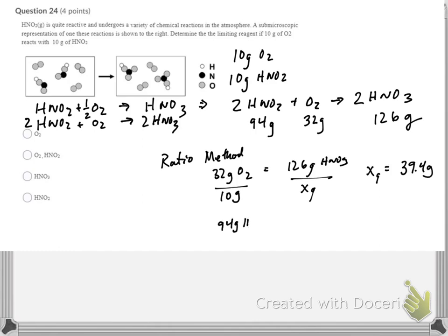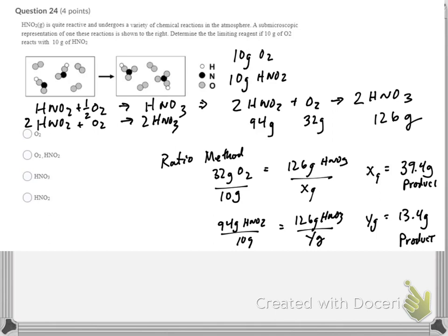Do the same thing for HNO2, 94 grams of HNO2. The maximum it can make, so it can make 126 grams of HNO3. We don't have 94 grams, we only have 10 grams, so Y grams. How much does 10 grams make? And if we do that, we see we only have 13.4 grams of product. Right, so that means that the limiting reactant must be HNO2 because it makes the least product.